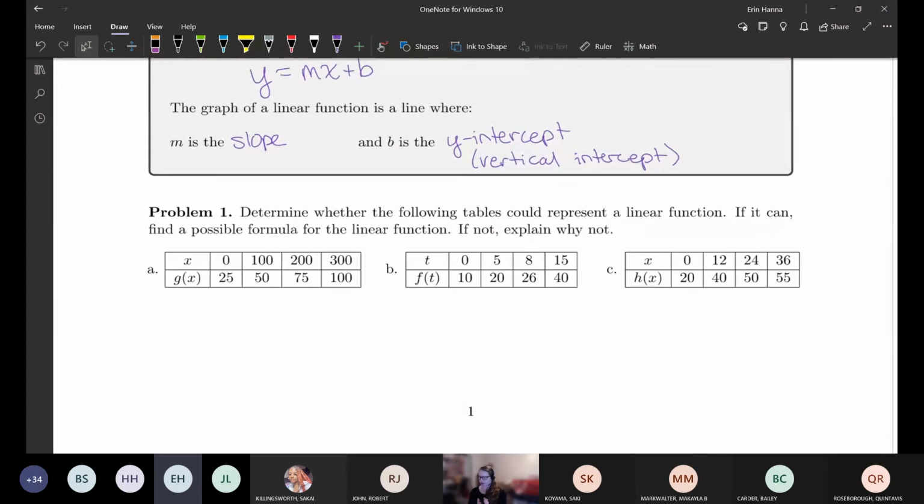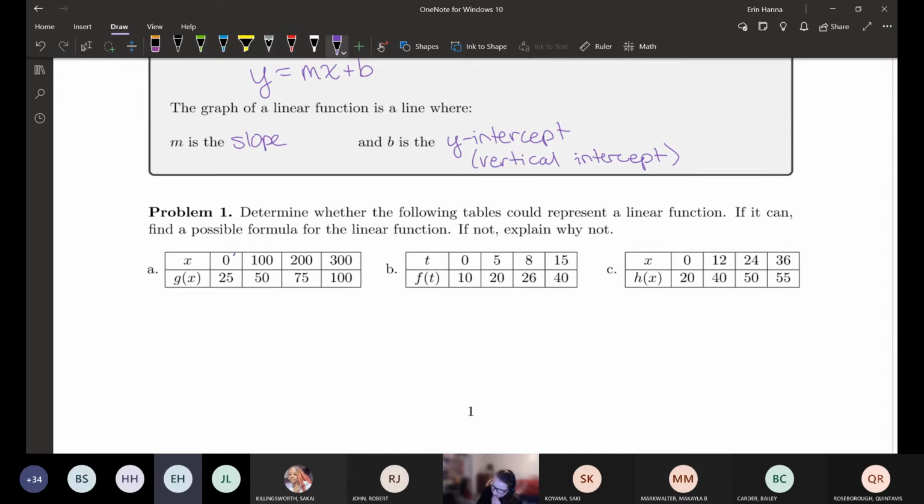So determine whether the following tables could represent a linear function. If it can, find a possible formula for the linear function. If not, explain why. Now there's a couple different ways that you could do these. I like to personally do, I call them loops, even though I drew them like triangles in my last class. But anyway, you could just pair up every single pair of these and check all of the slopes between them and make sure they're all the same. That's a bit tedious if you have to do all of them. So the way I do it works.